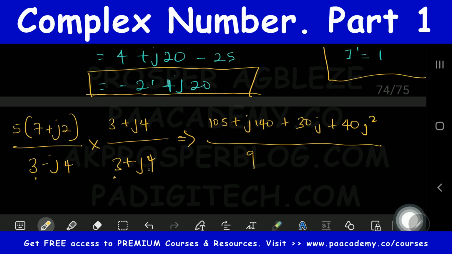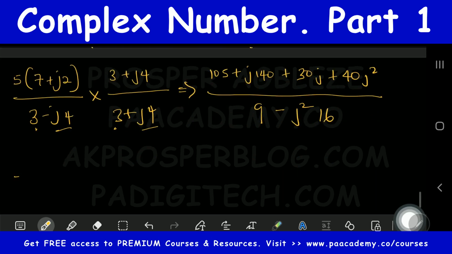3, that's 9. Remember, the difference there is a sign. This is minus, this is minus here, this is plus here. So this is going to be 9, then minus, so j4 multiplied by this j4, you're going to be having minus j squared 16. Now let's go ahead and simplify what we are having there.